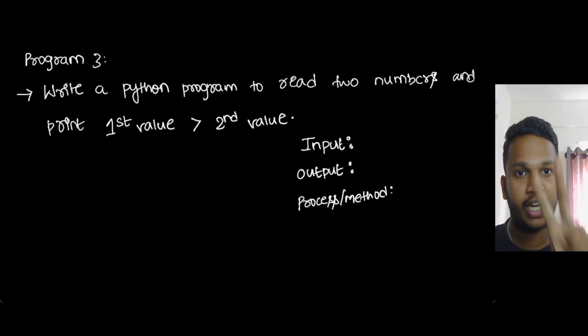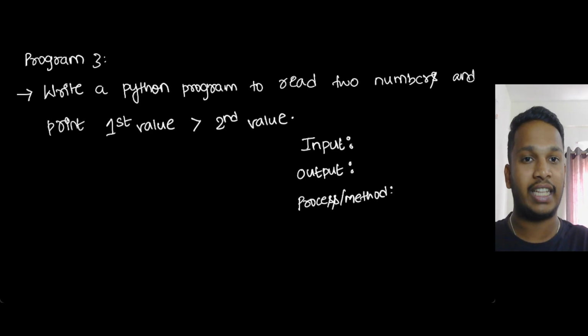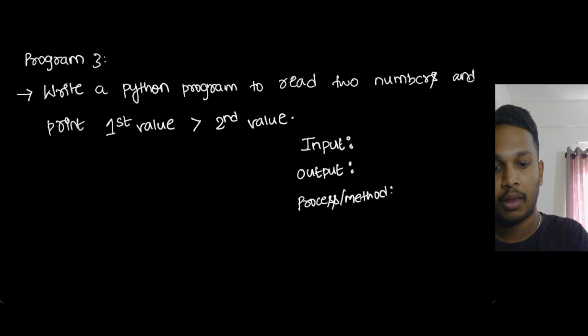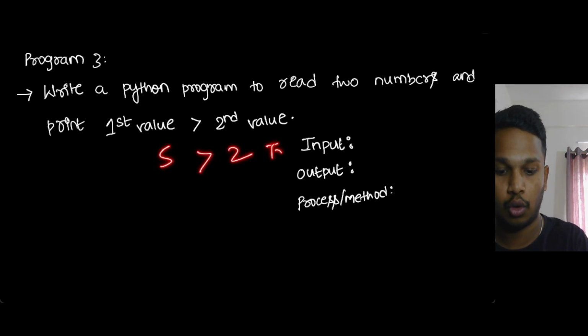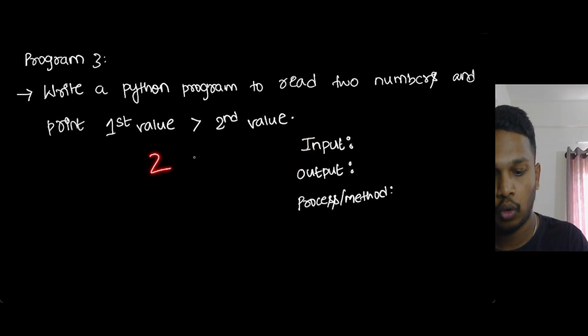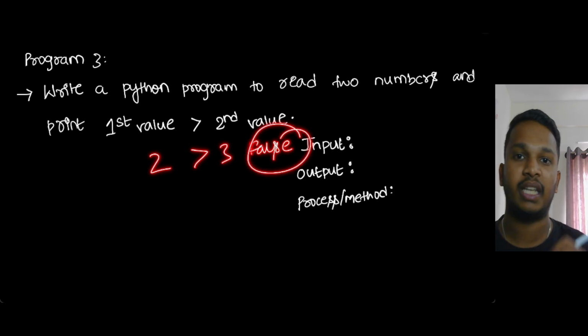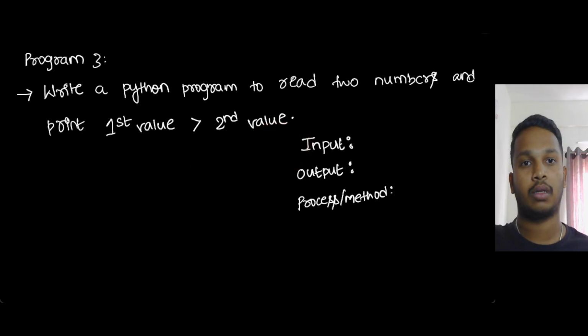What is the input? We'll take two numbers and print whether the first value is greater than the second value, true or false. For example, if the first value is 5 and the second value is 2, 5 greater than 2 is true. Correct. What if 2 greater than 3? False. So we should print true or false. Am I correct?